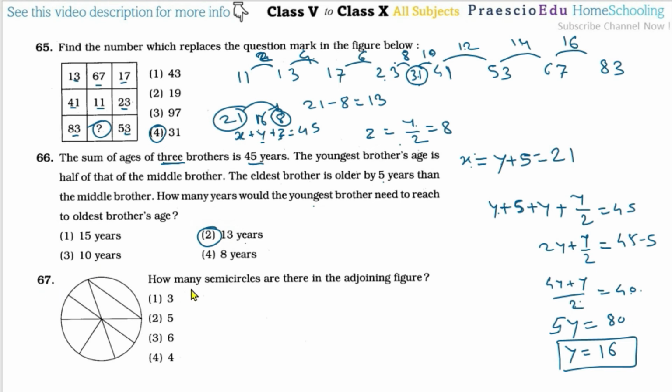Then question number 67: how many semicircles are there in the adjoining figure? Semicircles are formed due to the diameter. So this diameter is 1, and here there are two semicircles. Now diameter 2 also gives two semicircles, so 1, 2, 3, 4. And due to this diameter there are 5 and 6. There is no other diameter, so 6 is given in option number 3.